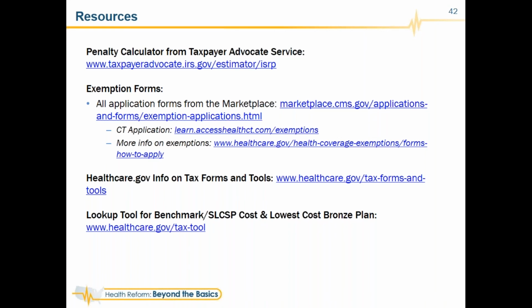And then let's do one more question. Can people apply for the marketplace exemption online, or do they have to do that through a paper application? They're going to have to do it through a paper application.